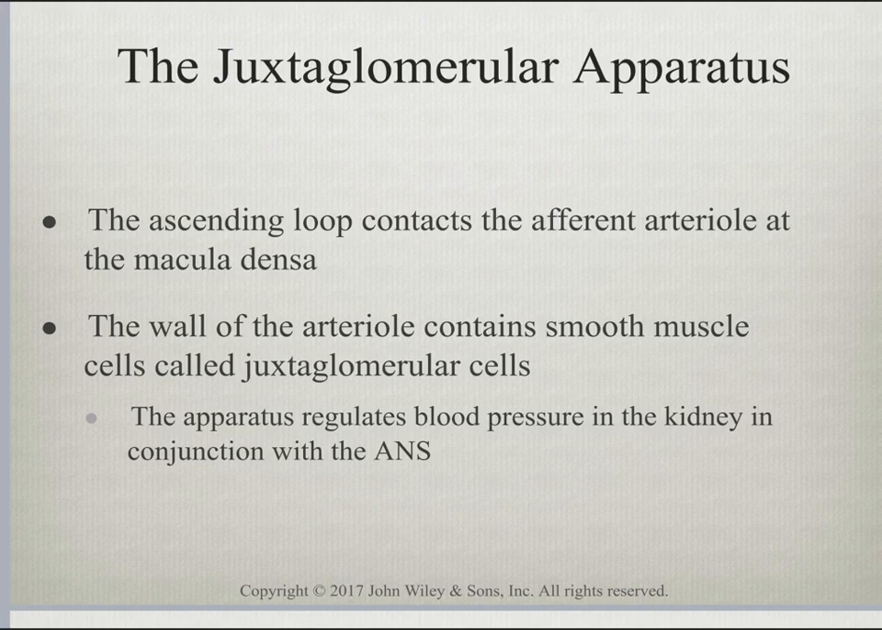And it's going to work in conjunction with the autonomic nervous system. So we say, why? Why do we need to regulate blood pressure? Well, there will be certain scenarios where, say, blood pressure is low. Remember, these are pressure-driven systems. So if blood pressure is low, we can draw blood pressure.